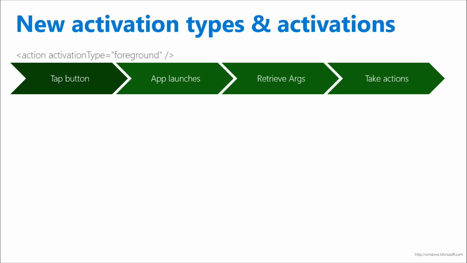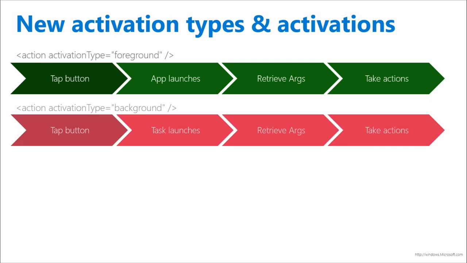We tap on the button, in this case, not really a button, we tap on the toast, and the app launches or activates. We retrieve the arguments that were passed into us. Hopefully the developer included some sort of argument, and then we take some action. So this was the one and only way that they were handled in Windows 8. That is right.